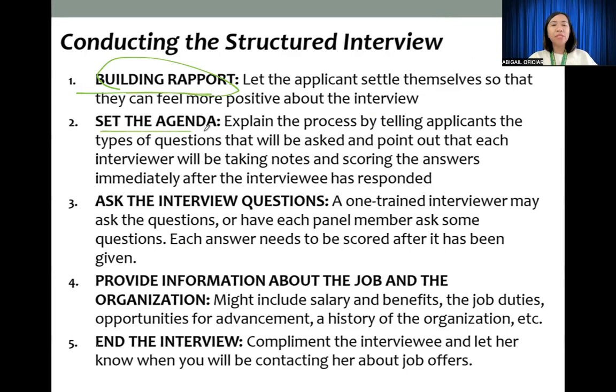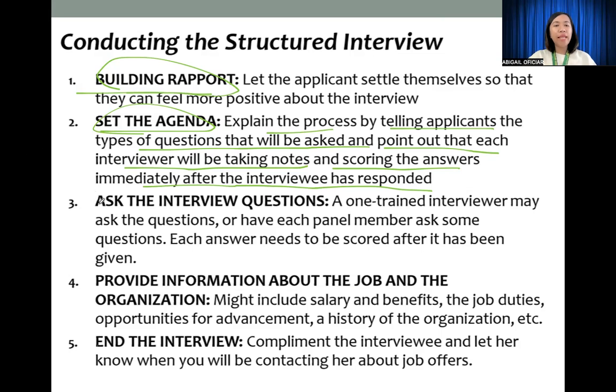And then after building rapport, set the agenda, explain the process by telling applicants the type of question that will be asked and point out that each interviewer will be taking notes and scoring the answers immediately after the interviewee has responded. So, you just set the agenda kung ano yung gagawin ninyo. So that we will be asking questions, and in each question you will be responding, and in each question there will be scores given to you by the interviewer. Ganun. So, set the agenda.